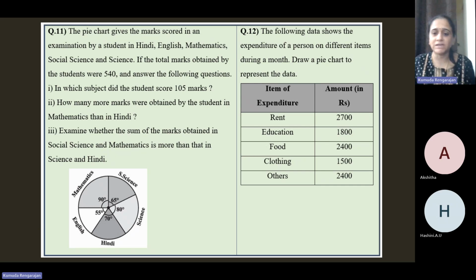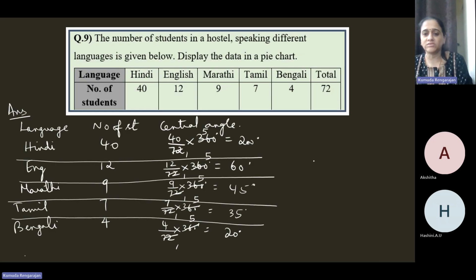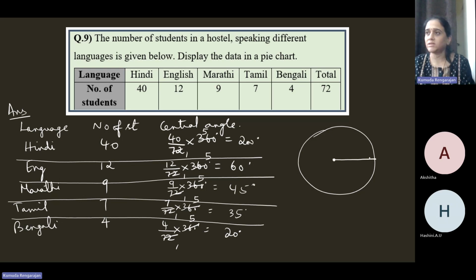See, when you construct a pie chart, these details you should write. What details will you write when you construct the pie chart? Circle, then you will draw the radius like this, keep your protractor here, measure 200 degrees. 0, 10, 20, 30. This is 180. 200 will come here. This is 200 degrees, and that is Hindi. So inside this, you should write Hindi.